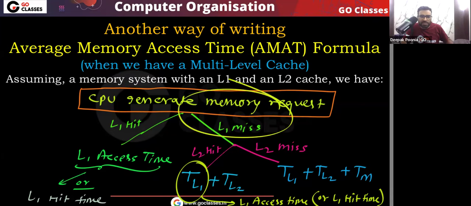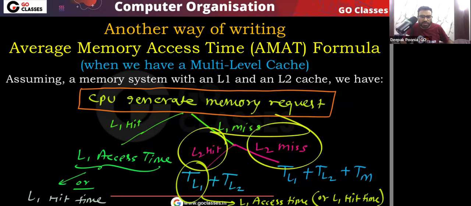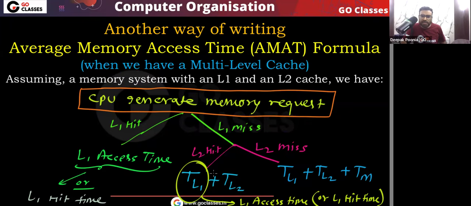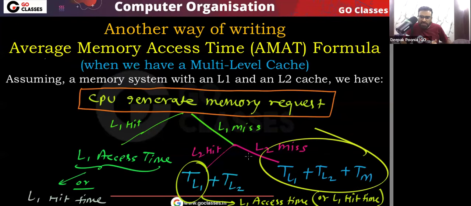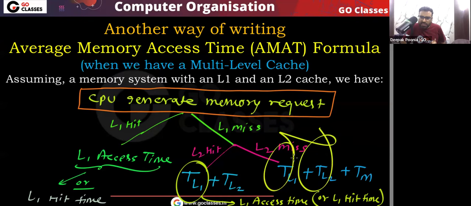But if there is an L1 miss, then there are two possibilities. Because when there is an L1 miss, we will always go to the L2 cache. In the L2 cache, we will check whether there is a hit or a miss. So there are two possibilities: L2 hit, L2 miss. If there is an L2 hit, the total access time seen by the CPU is L1 access time plus L2 access time. But when there is an L2 miss, then we have to access the main memory. So in this situation, the total access time seen by the CPU will be L1 access time plus L2 access time plus main memory access time.